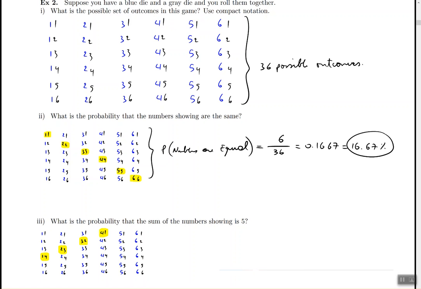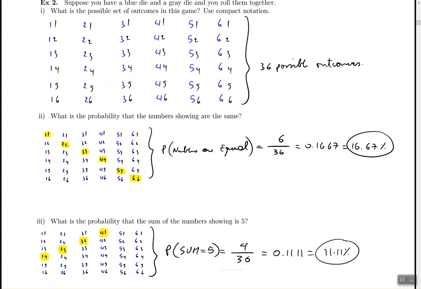Okay, so I've selected the choices that add up to 5, and now the question is, what's the probability? So the probability of numbers adding up to 5, so the sum is 5, is gonna be equal to, again, 4 divided by the total number of choices, which is 36. And that's gonna be 11.11%. Okay, so hopefully that's clear.